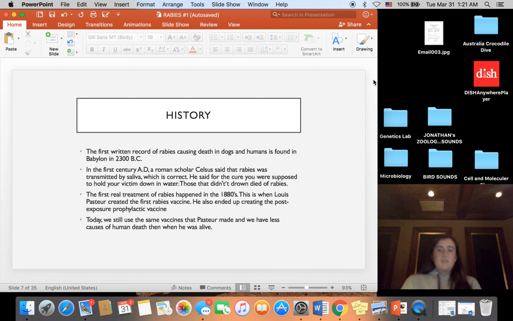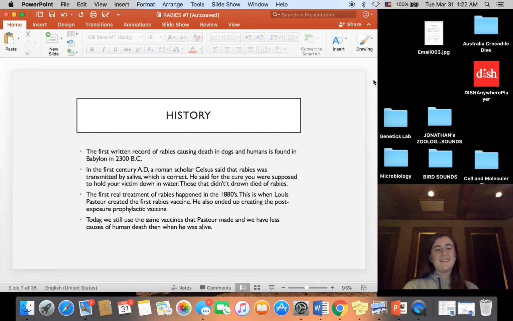So some history about rabies is that the first written record of rabies causing death in dogs and humans is found in Babylon in the 2300s BC. In the 1st century AD, a Roman scholar, Celsus, said that rabies was transmitted by saliva, which is correct. But what was wrong was that he said for a cure, you were supposed to hold your victim down in water. And if they surprisingly didn't drown, they died of rabies later. So really, it was a lose-lose situation.